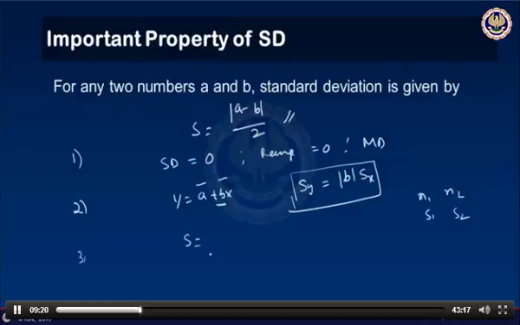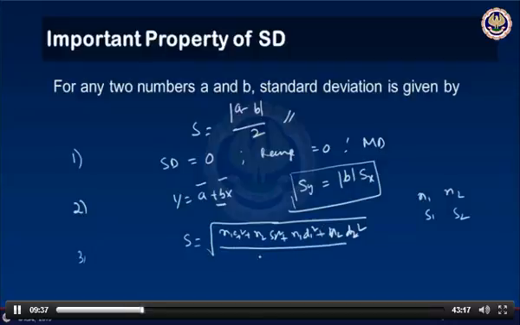The formula is s equal to the square root of (n1 s1 square plus n2 s2 square plus n1 d1 square plus n2 d2 square) divided by (n1 plus n2), where d1 equal to x1 bar minus x bar, d2 equal to x2 bar minus x bar, where x bar equal to the combined arithmetic mean, that is (n1 x1 bar plus n2 x2 bar) by (n1 plus n2).